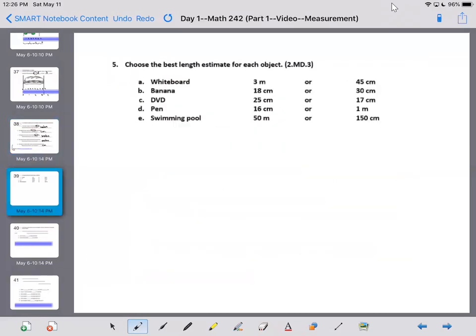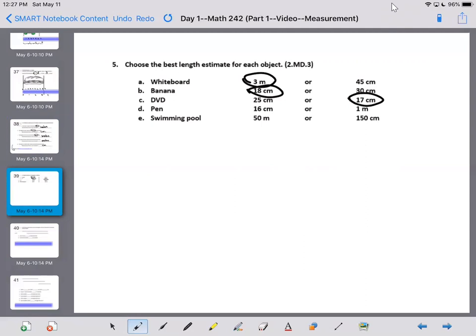Another type of question that you can give the students is about other things that maybe they've experienced, that they might see in their classroom. Whiteboards. Okay, so the whiteboard that's hanging from the wall in a classroom, what would you approximate that? 3 meters or 45 centimeters? Well, thinking about it, we'd want to go with the 3 meters. A banana, about 18 centimeters.